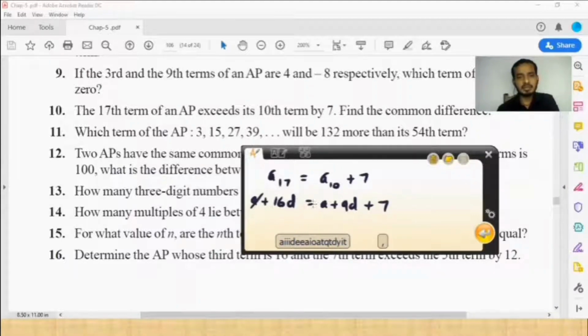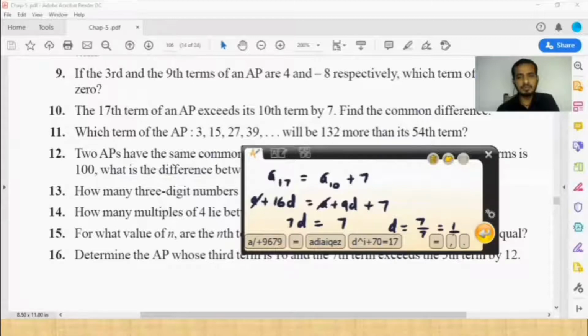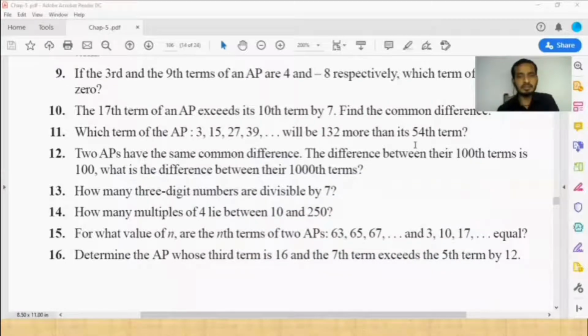Now you can cancel A on both sides and move the 9D to the left side. So 16D minus 9D will become 7D. 7D is equal to 7. So D will be equal to 7 by 7, that is equal to 1. So we got the common difference. Very simple, in 4 or 5 steps you can conclude the answer.